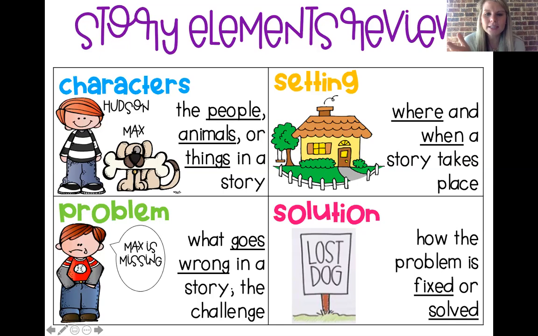If we look at these little pictures right here, we've got this boy named Hudson and his dog Max. So Hudson and Max would be our characters in this little made up story. The setting looks like a house, so we can probably predict or infer that that would be Hudson and Max's house. And then the problem down here is that Max is missing. So what went wrong in the story was the dog, Max, is missing. And then the solution, how Hudson solved the problem, was he put up signs everywhere and then hopefully eventually found his dog. So that's character, setting, problem, and solution.